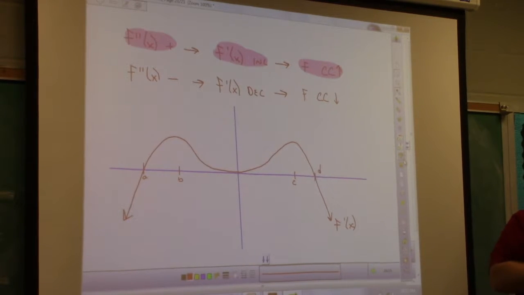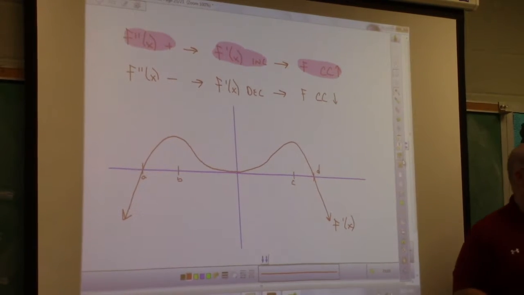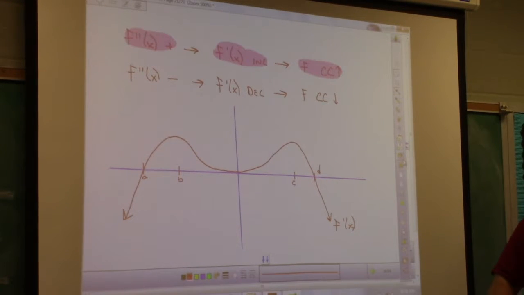How about points of inflection? What are points of inflection, first of all? Where we change concavity. Very good. So what x coordinates would we have points of inflection here? B, and the origin, 0, and C.